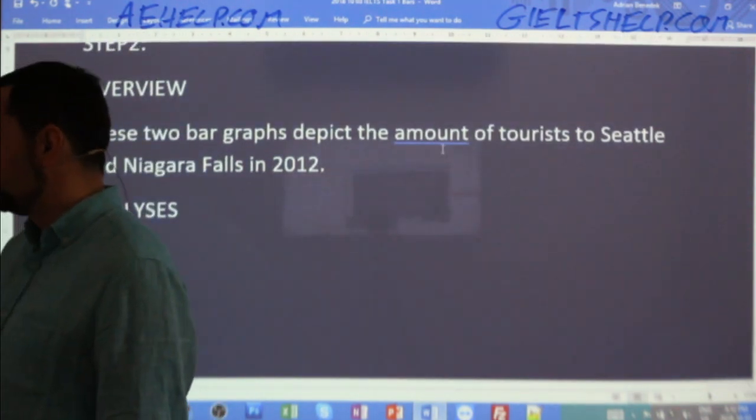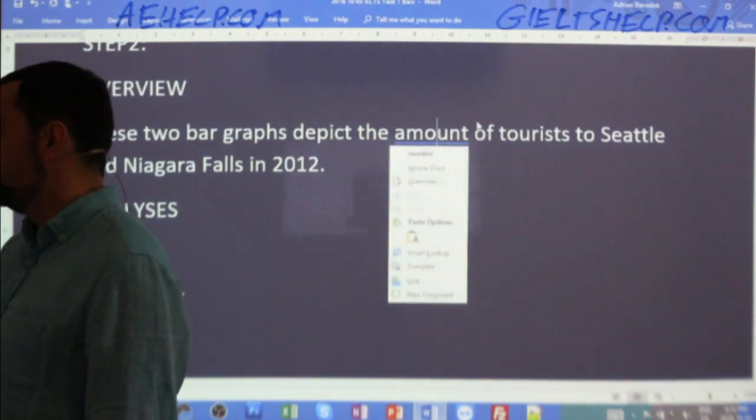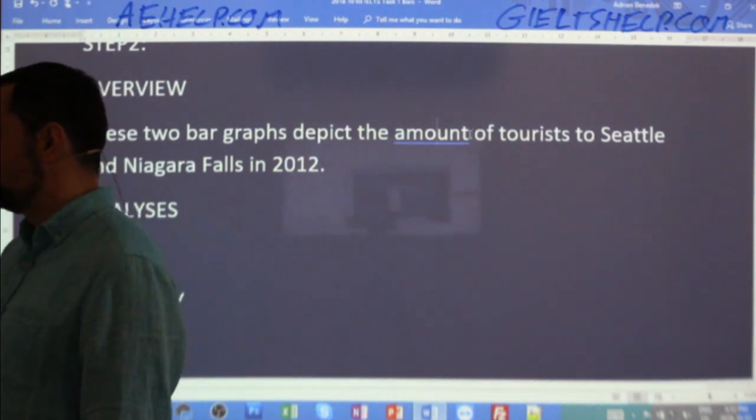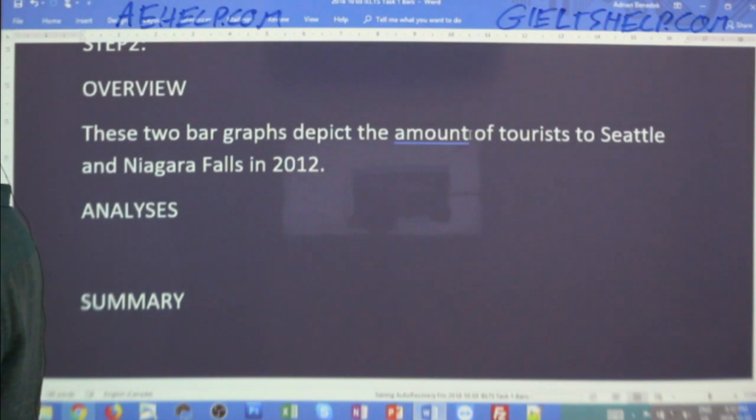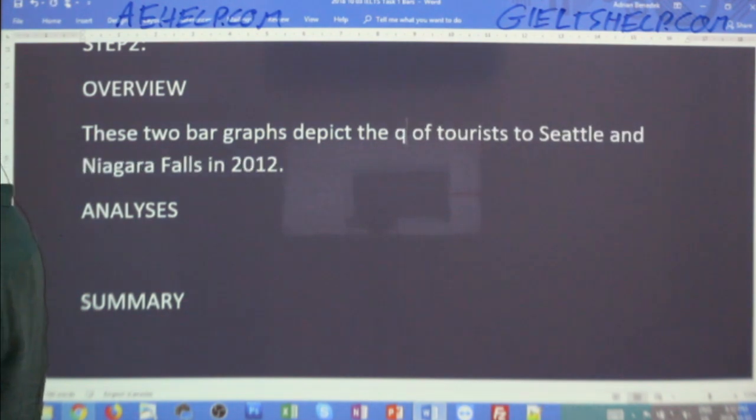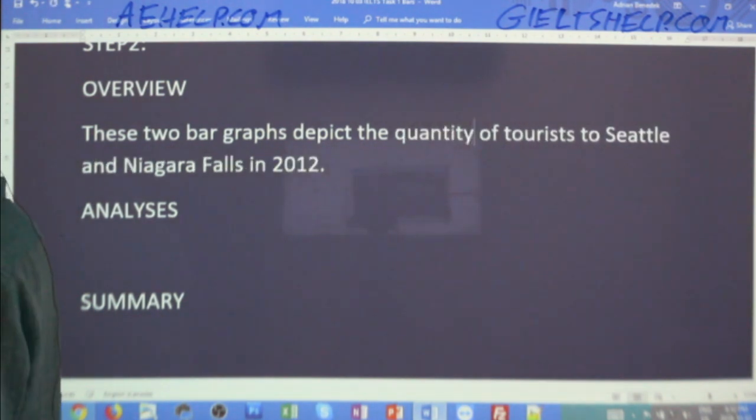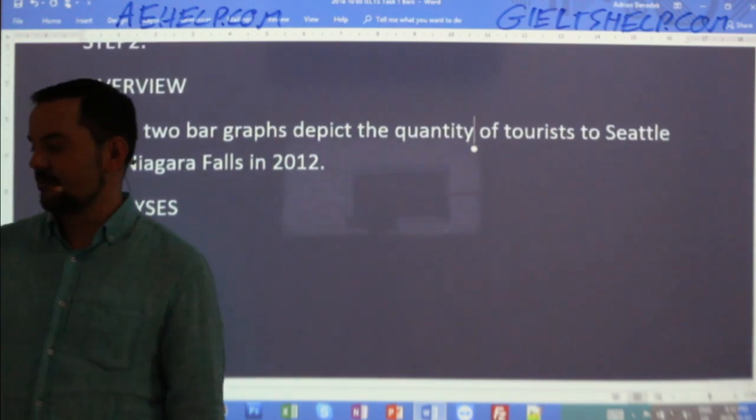It's telling me not, so maybe it's going to say, hey, it's not the number of tourists. Yeah, amount is usually for non-count. So somebody said another word. These two bar graphs depict the quantity, you can say that, of tourists to Seattle and Niagara Falls 2012.